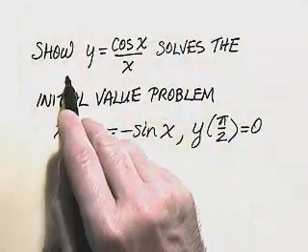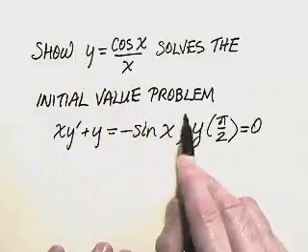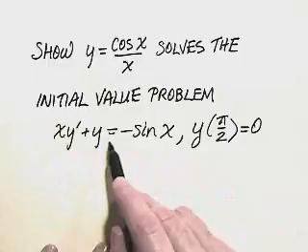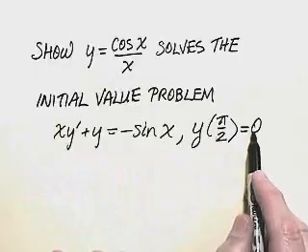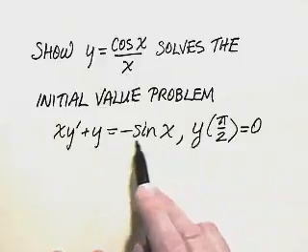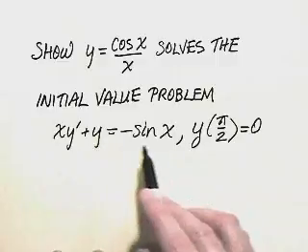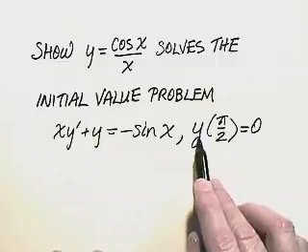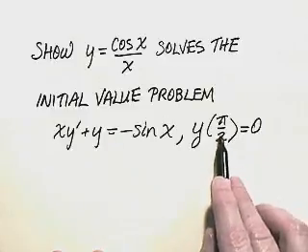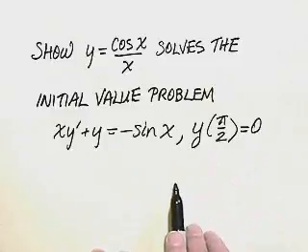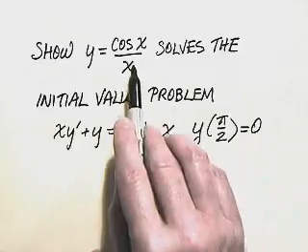Okay, so our problem is to show y equal cosine x over x solves the initial value problem xy prime plus y equals negative sine x with y at pi over 2 equals 0. Notice this is an initial value problem because in addition to the differential equation for y, we have an initial condition. That is, we have a specified value for y at a specific value of the independent variable, namely x equal pi over 2.